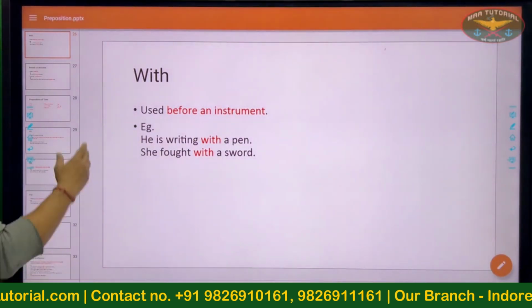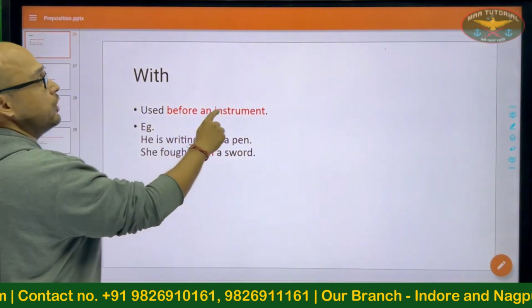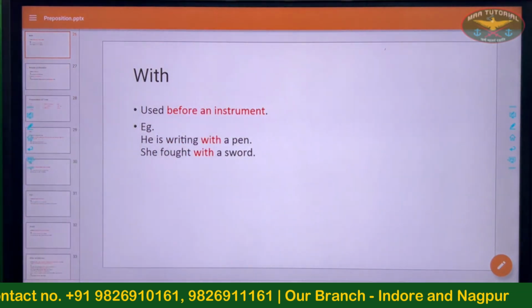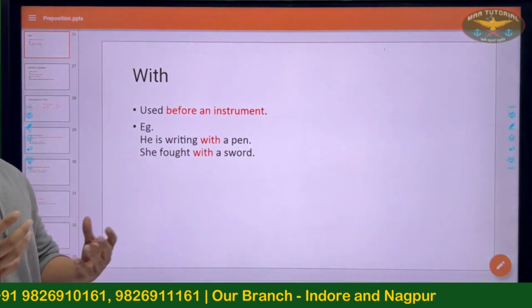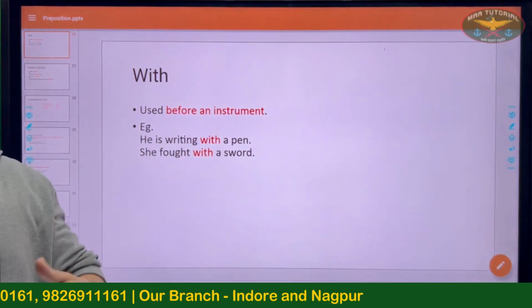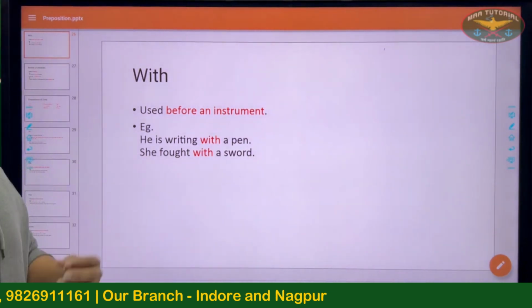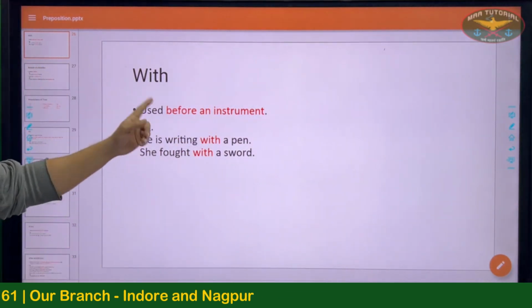Now we have with. Now how is with used? With is used before an instrument. So if you are talking about an instrument, for example, a pen or a sword, they are instruments. What are instruments? Instruments are any tools that we use to do something. Those are called instruments. So we use with before an instrument.